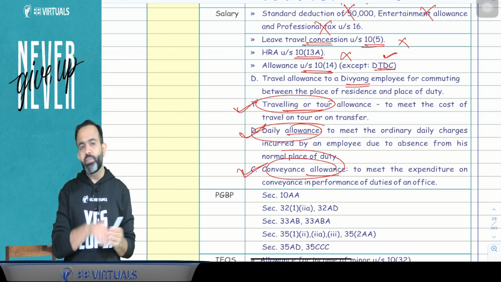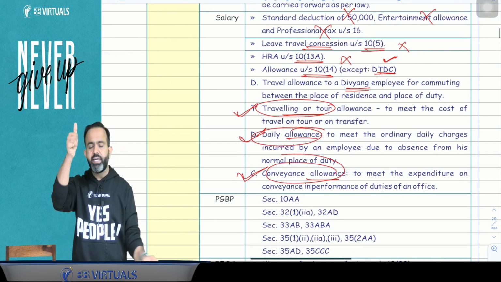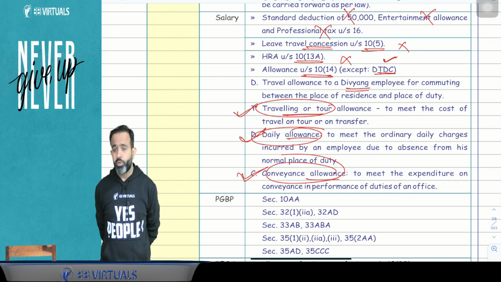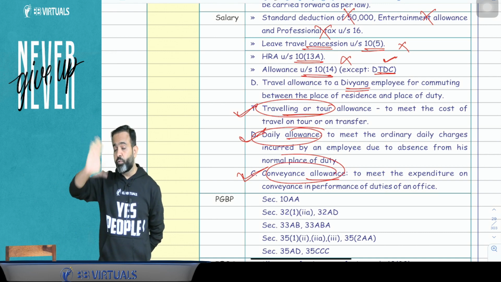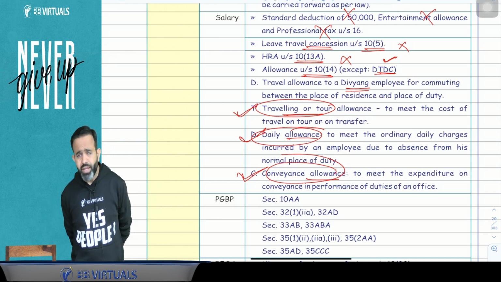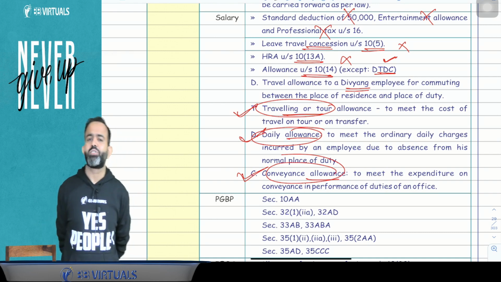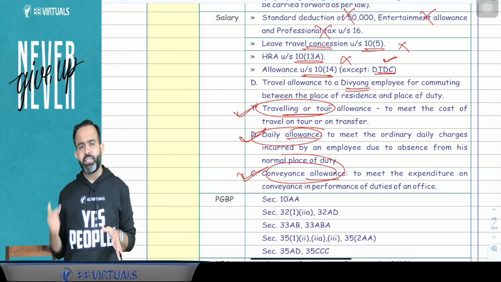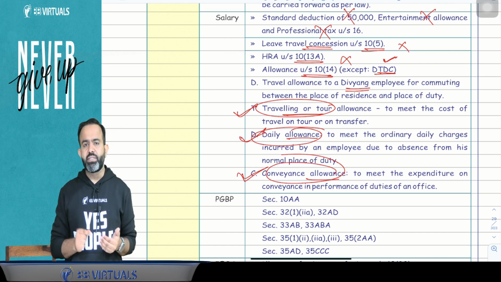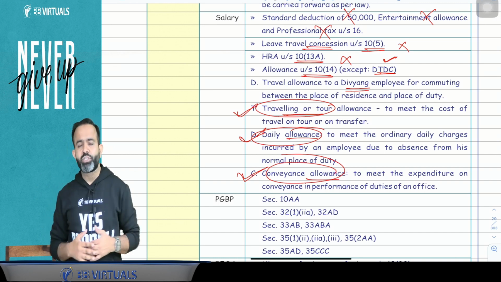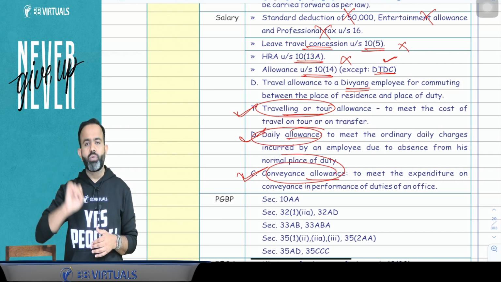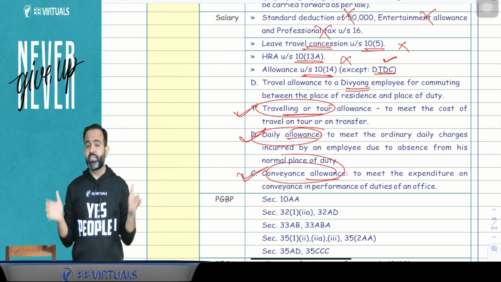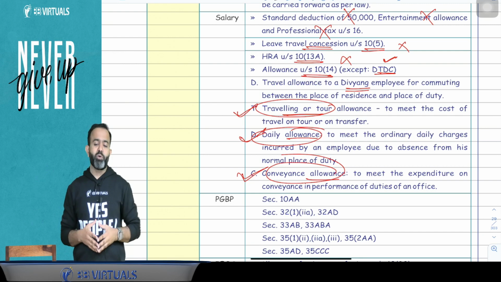So in simple words, I can say that under the head salary, the 50,000 standard deduction is not allowed. Entertainment allowance deduction for a government employee is not allowed. Professional tax deduction is not allowed. HRA exemption not allowed. LTC exemption not allowed. Any allowances exemption is not allowed, but there are four exceptions, that is DTDC. Here D for Divyang employee is the commutation allowance exemption. T means traveling on tour allowance. D means daily allowance, and C means conveyance allowance. That allowances exemption is available to the employee. You got my point or not?